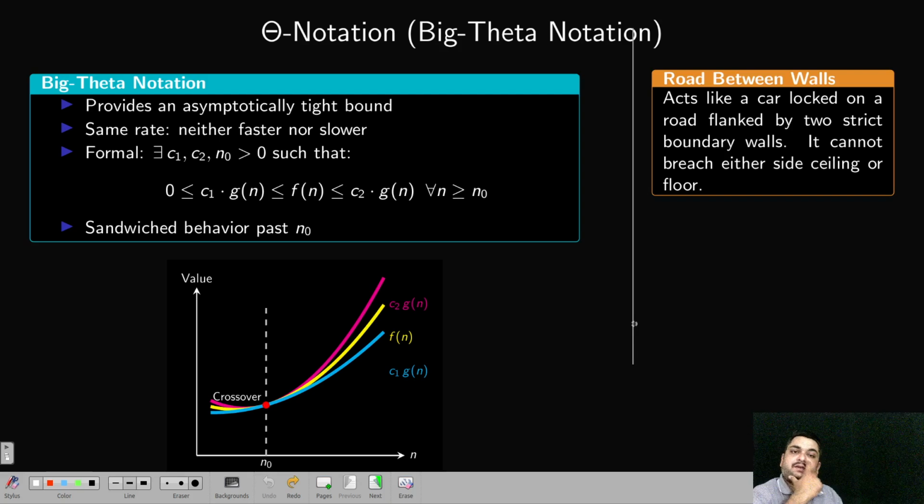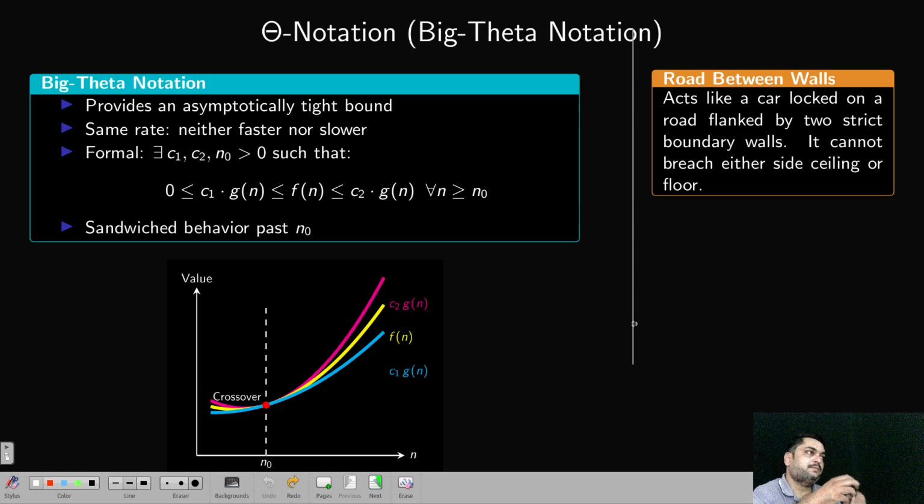In this lecture, we will understand the theta notation. So far you have understood the big O notation that gives the upper bound, and then big omega notation that gives the lower bound. The theta notation is, you can assume your function f of n is sandwiched between both lower bound and upper bound.